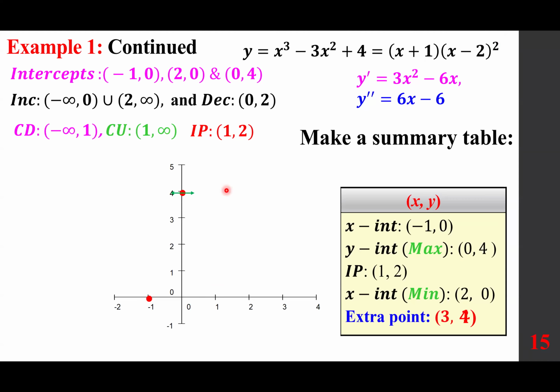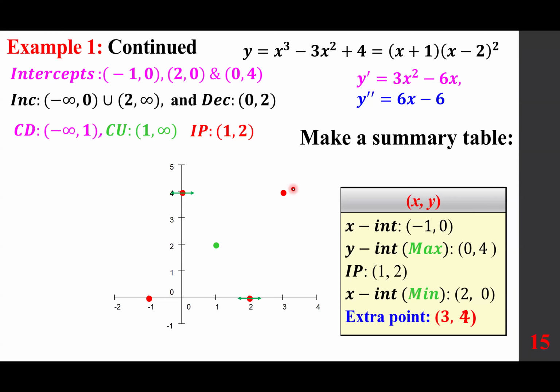And by the way, we draw a double-sided arrow because it's a maximum. It can't cross that. This is (1, 2). The minimum is at (2, 0). And again, because it's the minimum, we put a double arrow that cannot cross it. Extra point (3, 4) is here roughly.